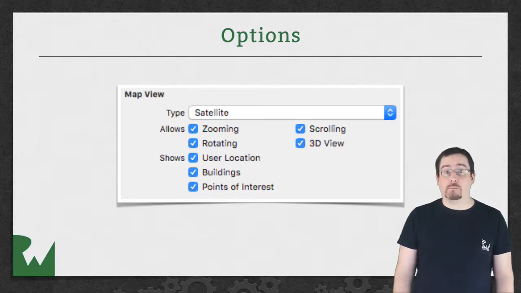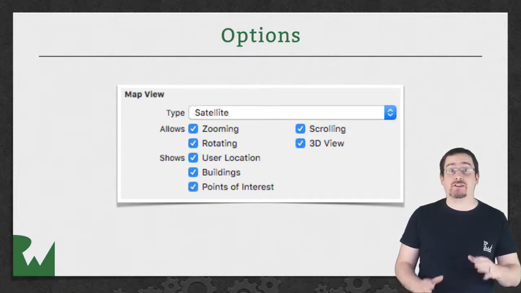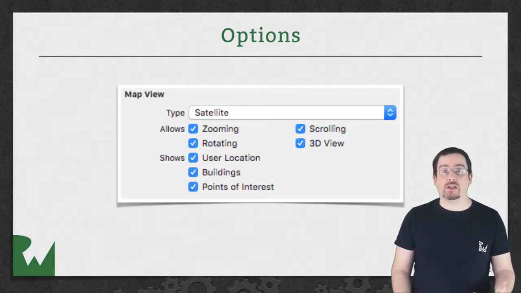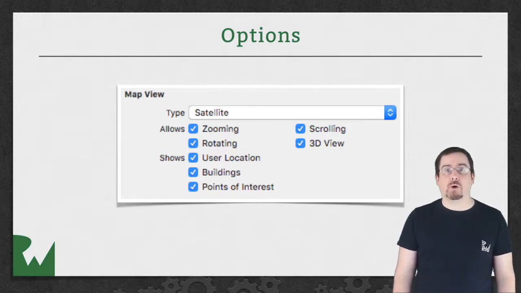You also have the ability to show a user's location on the map, but simply checking the checkbox doesn't absolve you from asking permission. You still must create a location manager and make a permission request depending on the needs of your app.